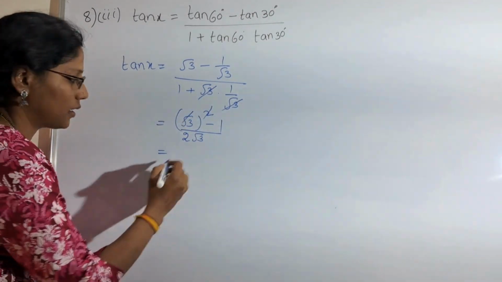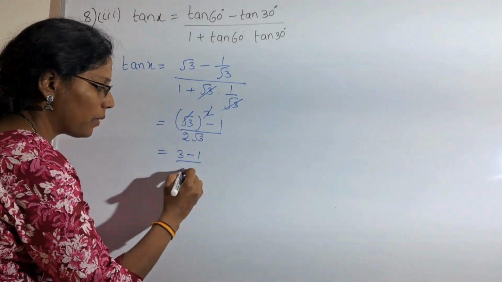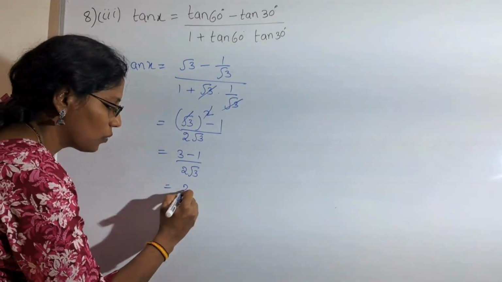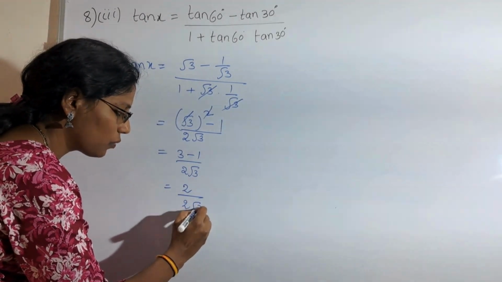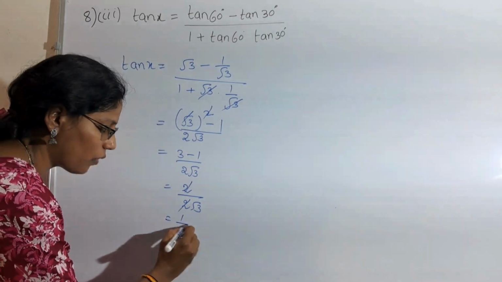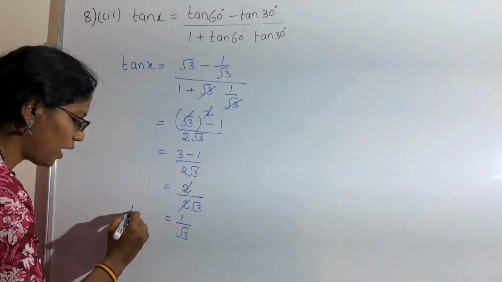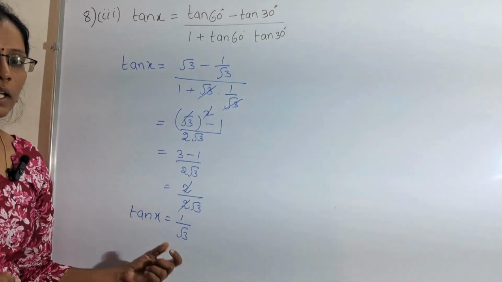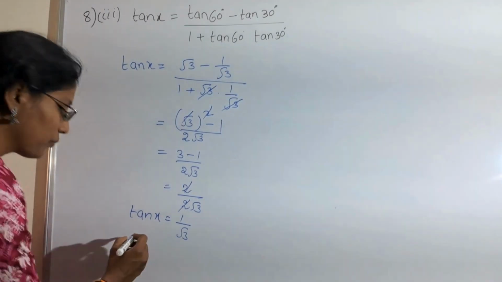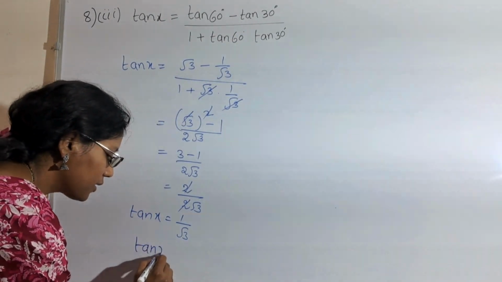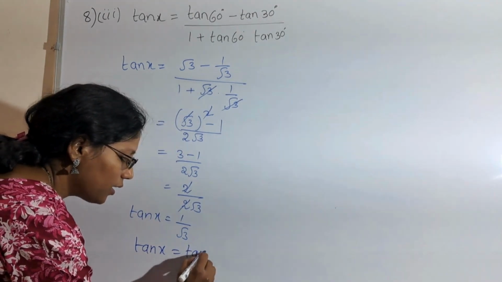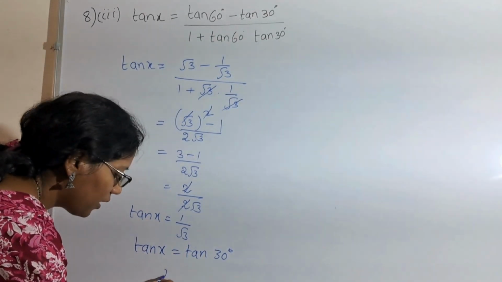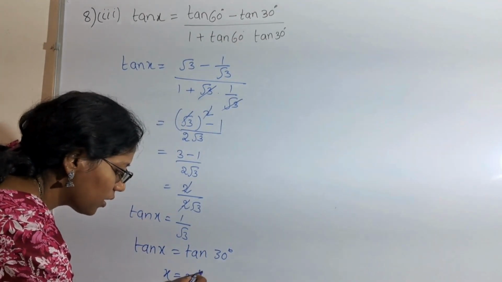The square root cancels. 3 minus 1 by 2 root 3. Here 3 minus 1 is 2. 2 by 2 root 3 cancels, giving 1 by root 3. Left-hand side is tan x. In the tan table, 1 by root 3 is tan 30 degrees. Tan x is equal to tan 30 degrees. Here tan cancels. Remaining x is equal to 30 degrees.